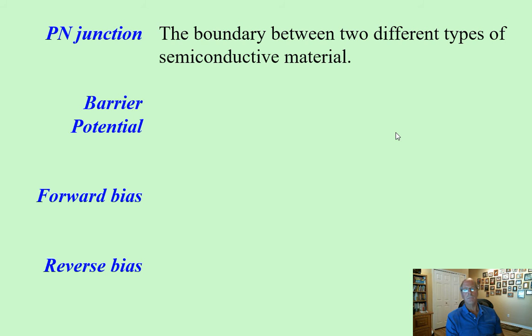The p-n junction is the boundary between two different types of semiconductor material. That is exactly what a diode is. When we get into transistors next time, we'll see that there's a p-n and another p junction, or n-p and another n junction. It's two junctions next to each other, like a sandwich, but we'll talk about that next time. For now, the diode is just one p-n junction.